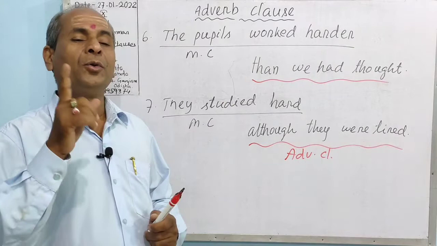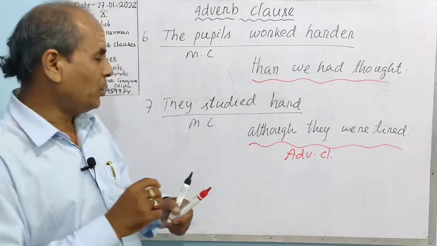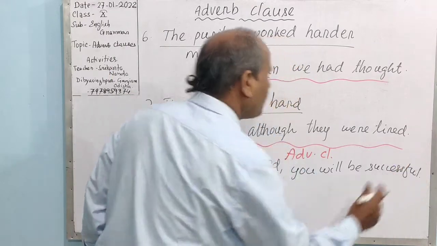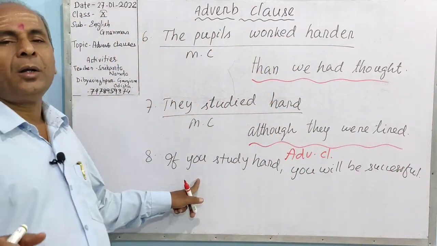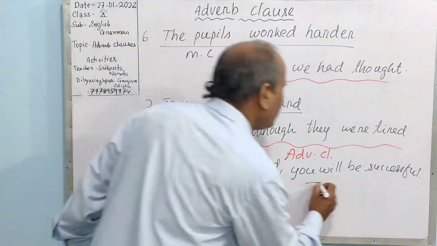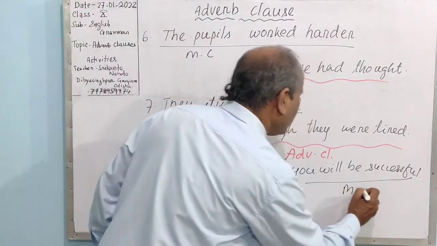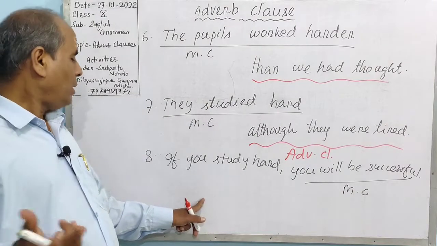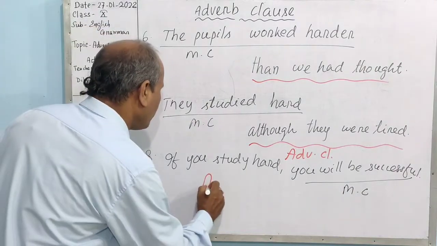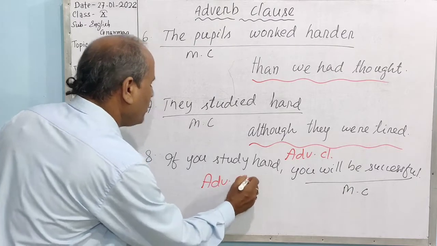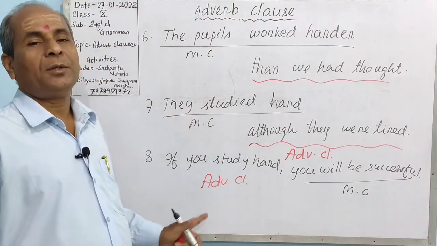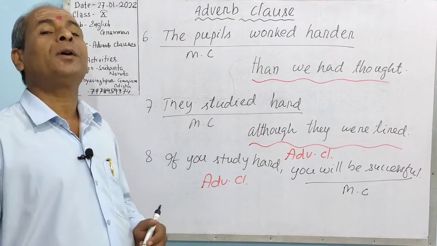If you study hard, you will be successful. And then we will write, if you study hard, you will be successful. So what is the main sentence? You will be successful. This is the main sentence. How? What is the condition? If you study hard. So this is an adverb clause, because this clause acts as an adverb. We can say this is an adverb clause of condition.